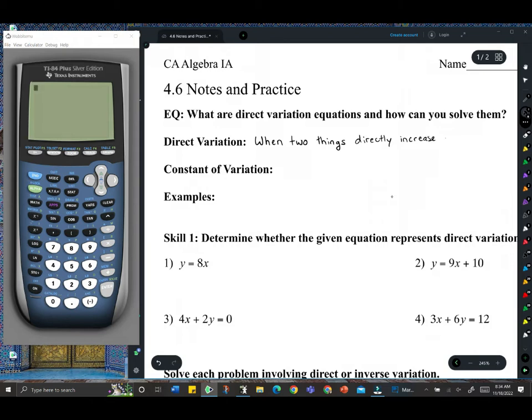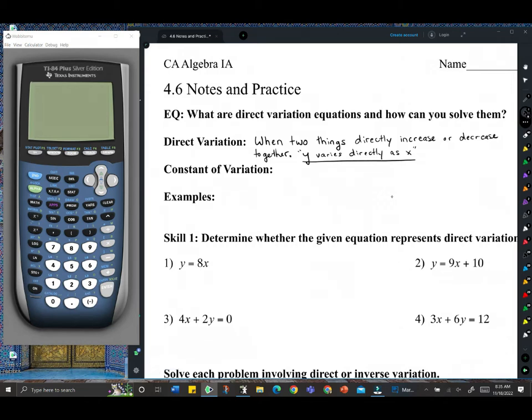So these are things like the more you work, the more money you make. Perhaps the higher the temperature, the more ice cream sales there are. So when they increase or decrease together, it's typically going to be worded as y varies directly as x. If you see that phrase, you are thinking direct variation.